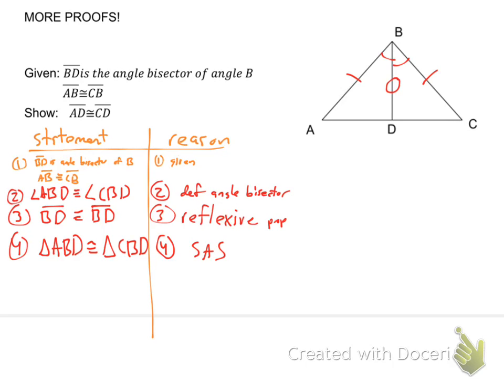Are we done? Are we done with the proof? No, because the proof is asking us to do what? Show AD is congruent to CD. Do we have enough information to now state that? And the reason? What's the reason? CPCTC. Corresponding parts of congruent triangles are congruent.